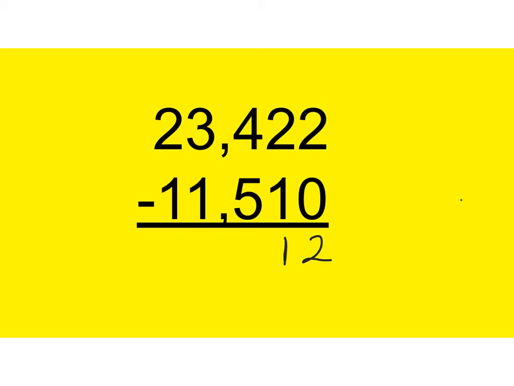Now, I have 400s and I want to take away 500s. Oh no, I don't have enough. So I'm going to go over to my thousands and I'm going to take away 1,000. So I'm left with 2,000s. And I know that 10 hundreds is the same as 1,000. So now I have 14 hundreds and I'm going to take away 5, and that would leave me with 900s left. Then 2,000 take away 1,000, and then my answer would be 11,510.